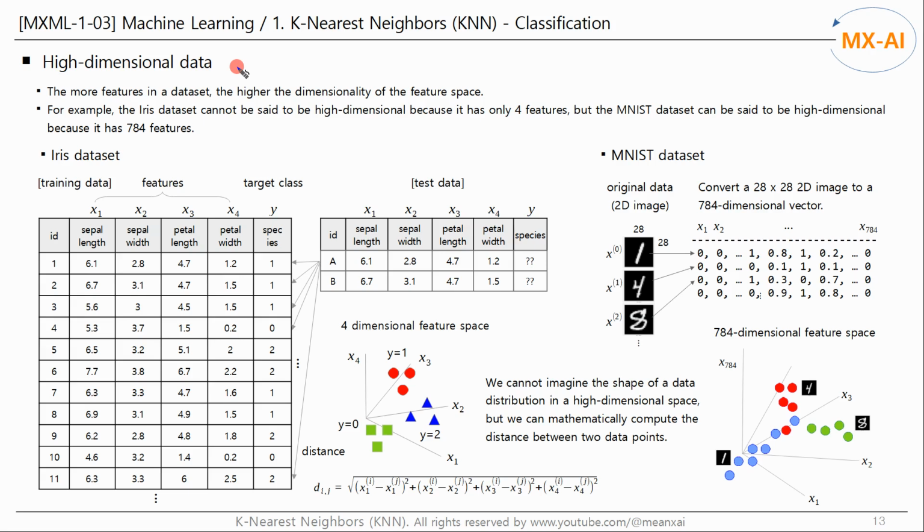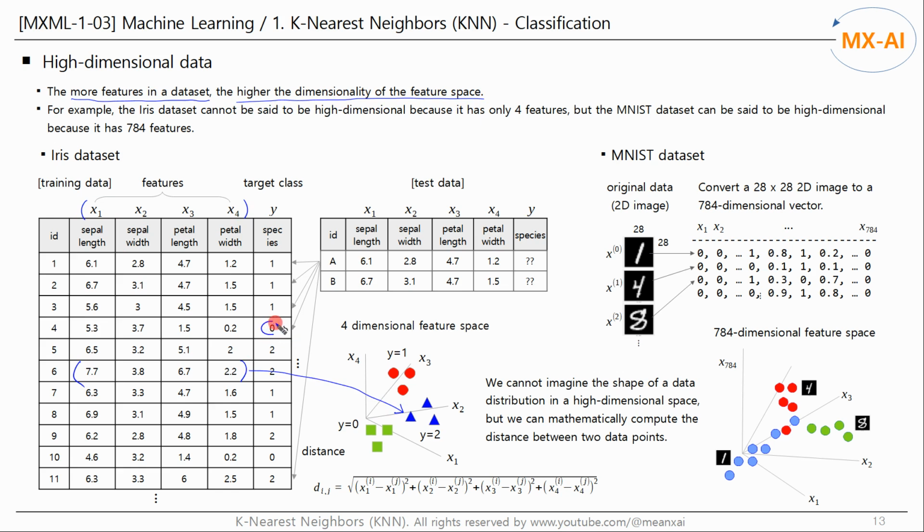Now let's look at high-dimensional data that has many features or attributes. The more features in a dataset, the higher the dimensionality of the feature space. For example, the iris dataset has 4 features. Each data point is mapped to a single point on a 4-dimensional feature space. This space is 4-dimensional, so it's difficult to draw.